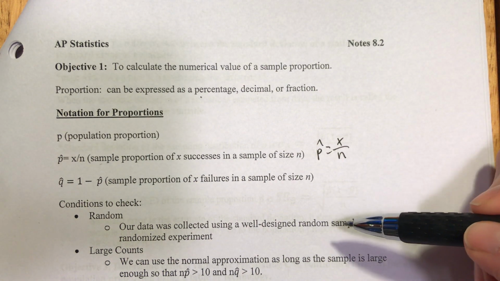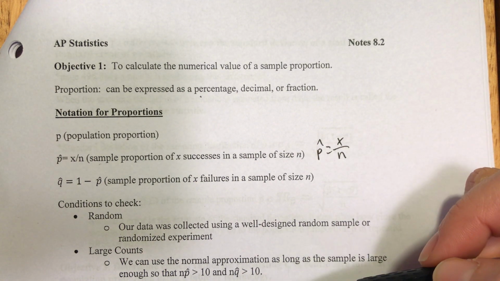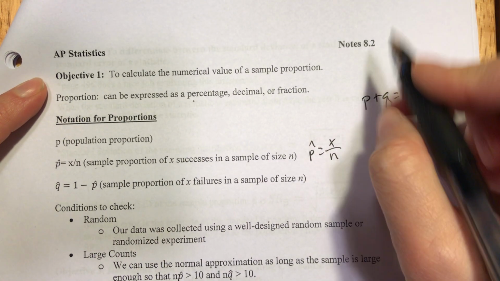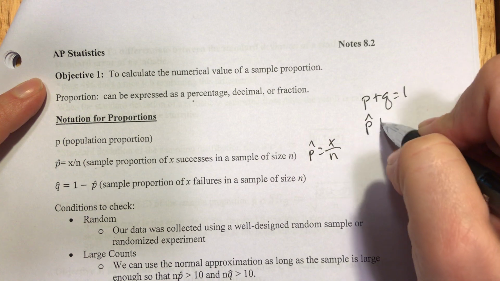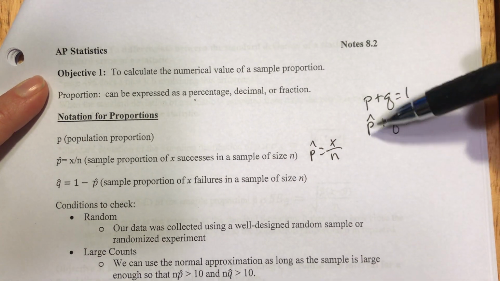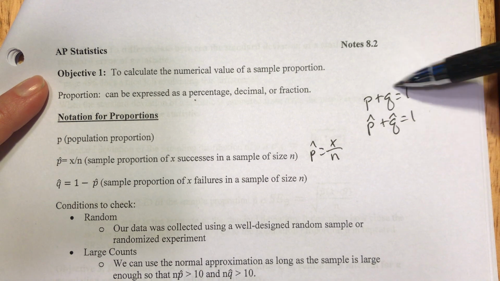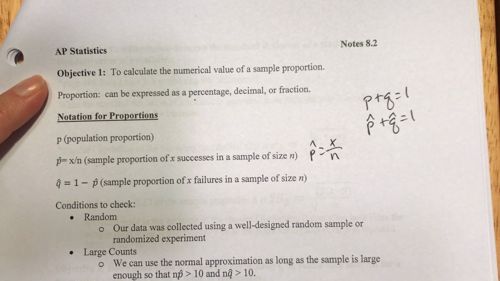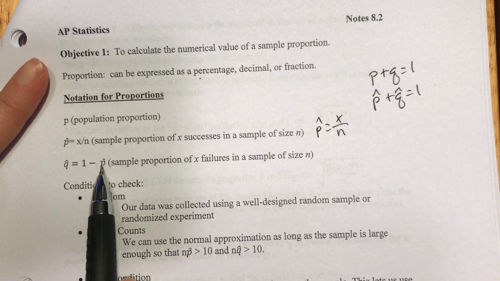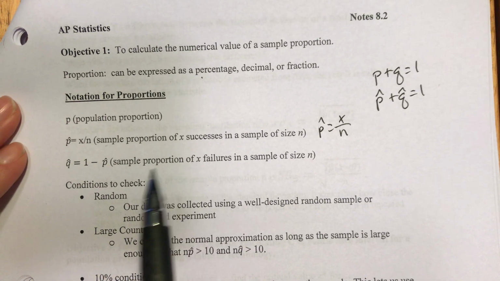Just like in the last chapter with sampling distributions where p and q added up to 1, now p hat and q hat also add up to 1. You're never going to mix and match. P and q always add up to 1, and p hat and q hat always add up to 1. So sometimes you'll see it written as 1 minus p hat, and sometimes you'll just see it as q hat.